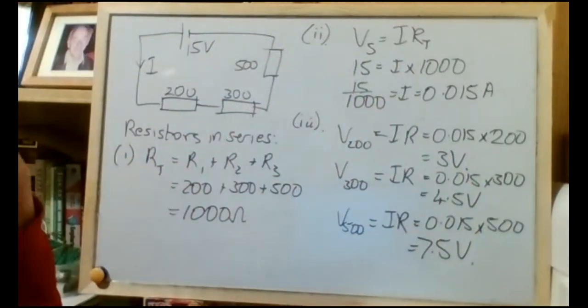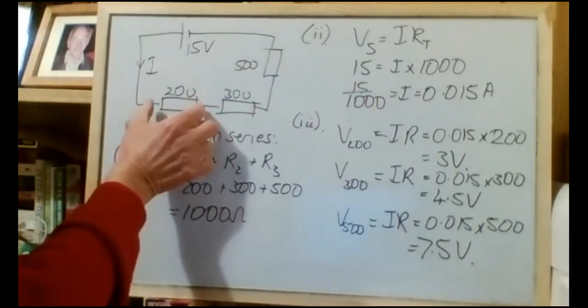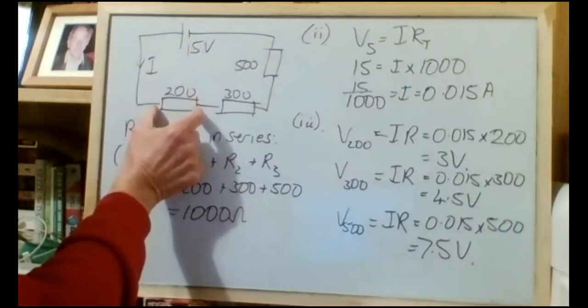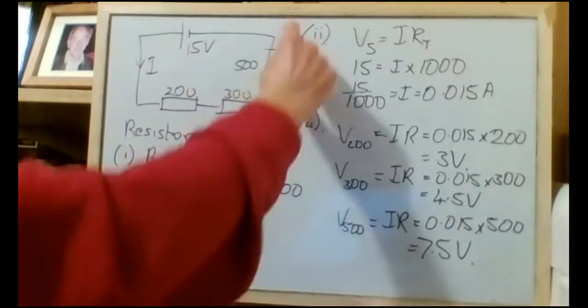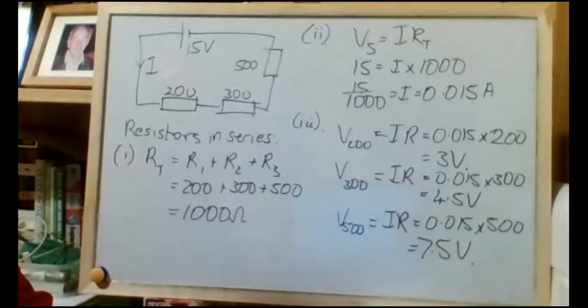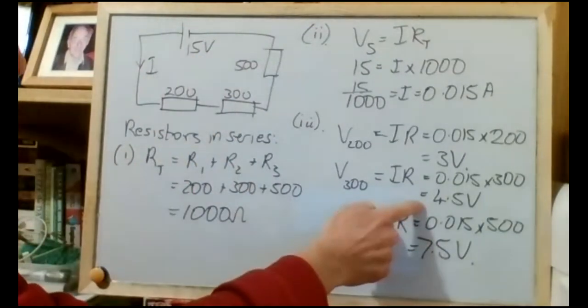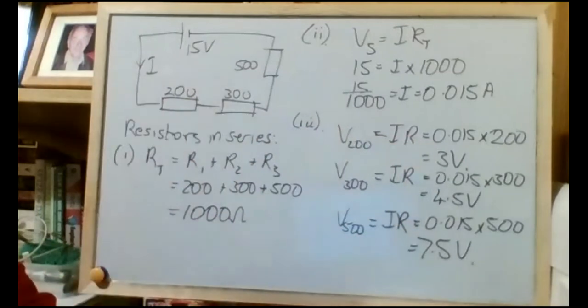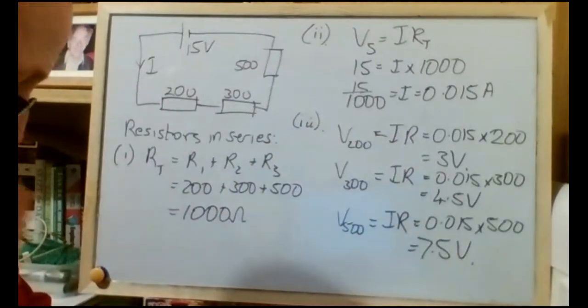Okay, a good thing to do at this stage is add those up. Remember, the potential difference across that plus the potential difference across that plus that has to add up to 15. 7.5 and 4.5 gives me 12, and 3 gives me 15. So that's working out well.